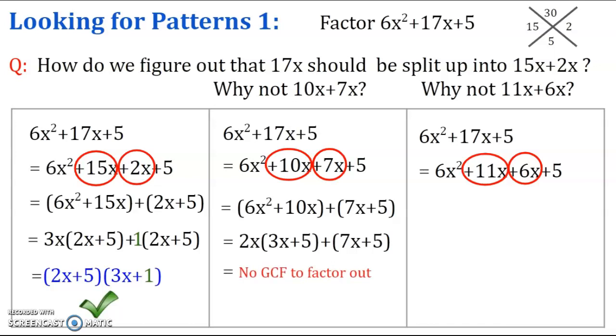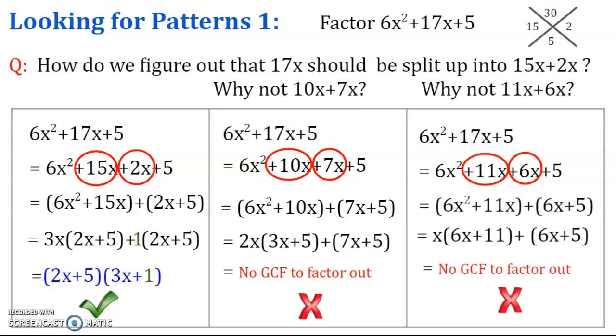Okay, if you're using the grouping method, if you solve the diamond problem properly and you factor it out properly, you should always have a common factor being multiplied to both the first half of the expression, or first parenthesis, and the second half of the expression. All right, so likewise for this, if you just randomly split 17x as 11x and 6x without solving the diamond, then it's also not going to work out.